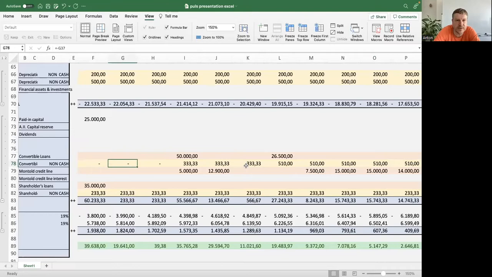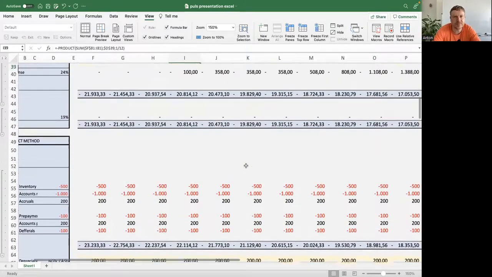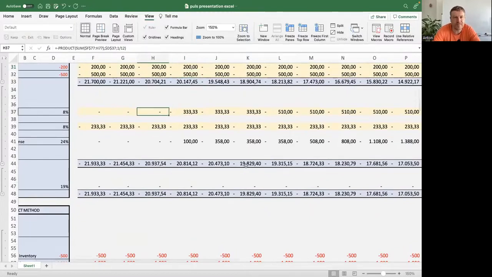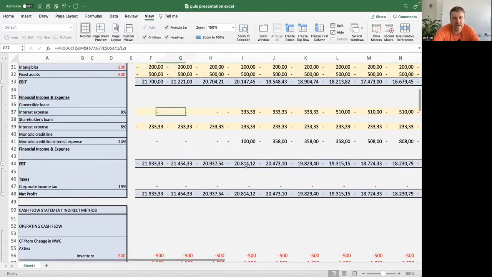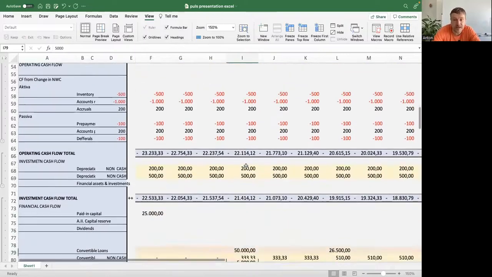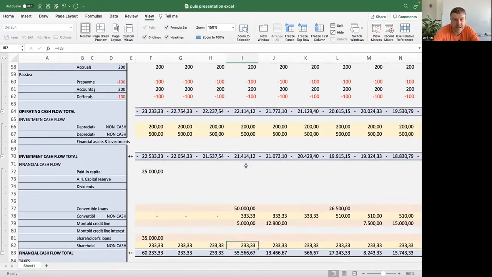So the interest on those convertible loans will never be paid. So you need to put it back. You have subtracted it from the P&L because those expenses have really taken place, meaning that you owe those things to somebody. You haven't paid them, but you owe them to somebody. But since they haven't been paid, you need to add these back here.